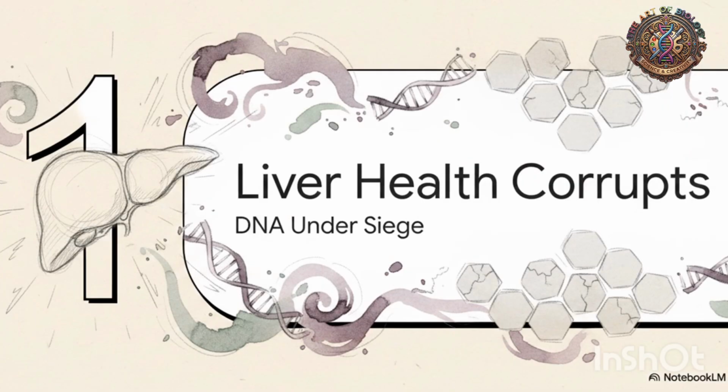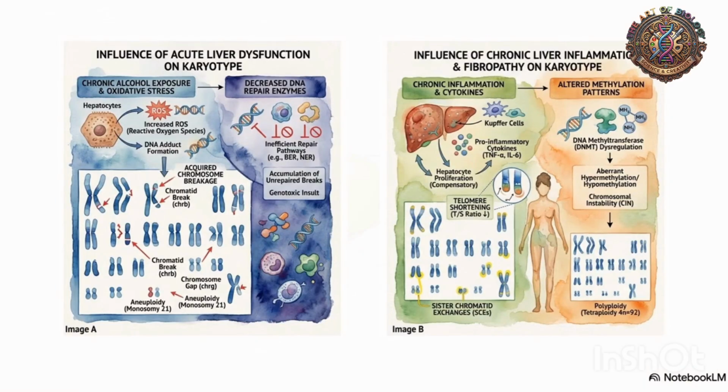Let's get right into section 1, liver health corrupts DNA under siege. So here we have a really great high-level visual roadmap showing two incredibly different biological pathways. Over on the left side, we've got acute liver dysfunction, which is basically rapid, chaotic, oxidative damage. And then on the right, there's chronic liver inflammation, which drives this really slow, insidious alteration of our genetic material over time. Two totally different routes, right? But both lead to profound chromosomal mutations.